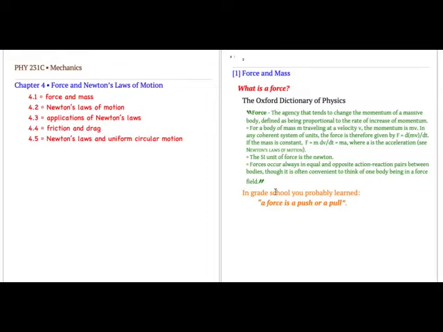In grade school, you probably learned a force is a push or a pull. Well, that's probably a pretty good way to think of it. Something has to be exerting a push, and then the second object is experiencing the force of that push, or a pull.